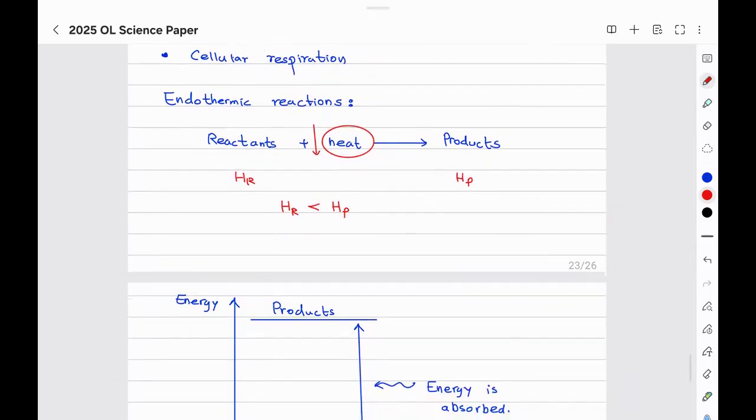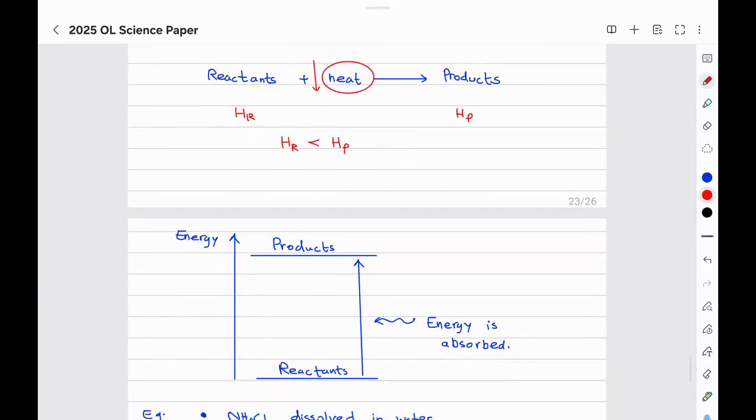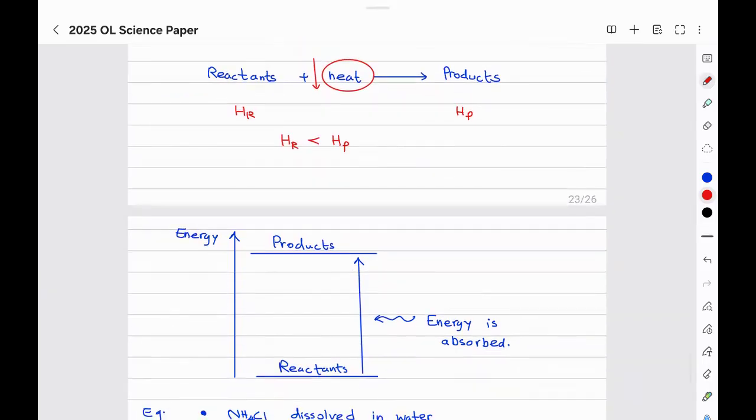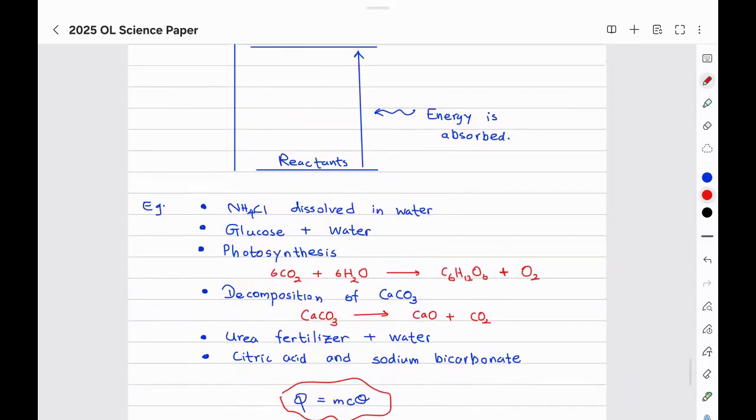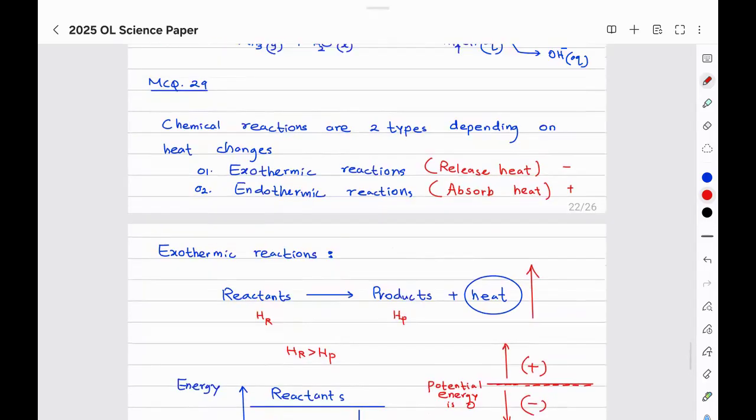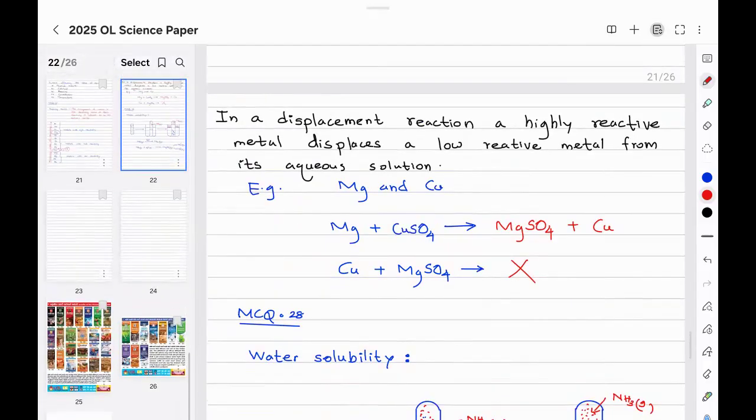In endothermic reactions, what will happen? Reactants are absorbing energy and products are produced. So that means the reactant energy is lower than the product energy. Product energy is higher, reactant energy is lower. Then energy is absorbed. So as examples, we can say ammonium chloride dissolved in water, glucose plus water. When glucose is dissolving in water, it is an endothermic reaction. Photosynthesis, decomposition of calcium carbonate, urea fertilizer dissolving in water, and citric acid and sodium bicarbonate. Okay, right. That's the summary. Now let's move to MCQ number 28.